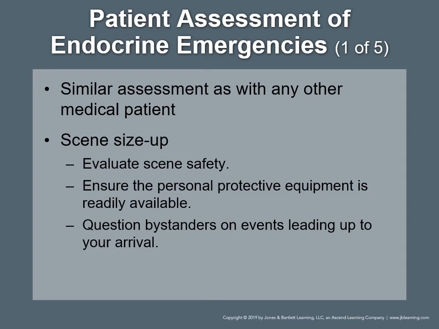Patient assessment of endocrine emergencies is a similar assessment as with any other medical patient. Patients with diabetes may have silent or painless heart attacks. It is imperative to maintain a high index of suspicion and treat patients aggressively. For your scene size-up, evaluate the scene safety, ensure all hazards are addressed. Insulin syringes on the bedstand, insulin bottles in the refrigerator, a plate of food, a glass of orange juice, all those are important clues that may help decide the problem. Ensure the personal protective equipment is readily available. Question bystanders on events leading up to your arrival. Determine whether this is your only patient and whether trauma was involved, and decide whether you will need any additional resources.